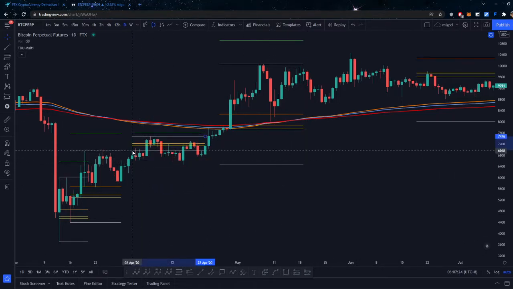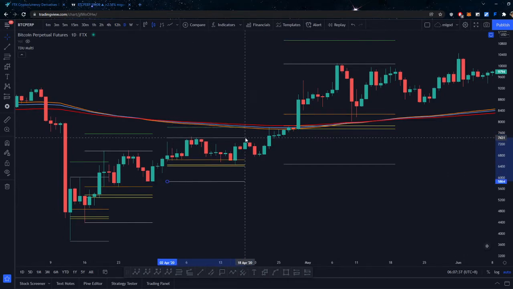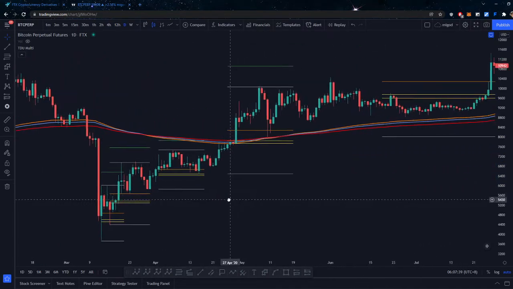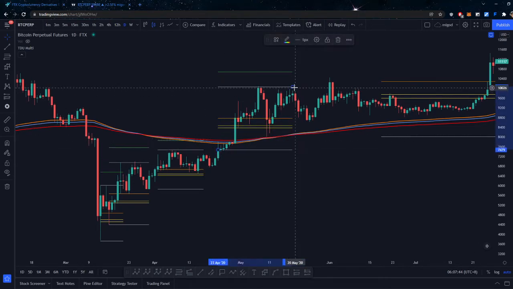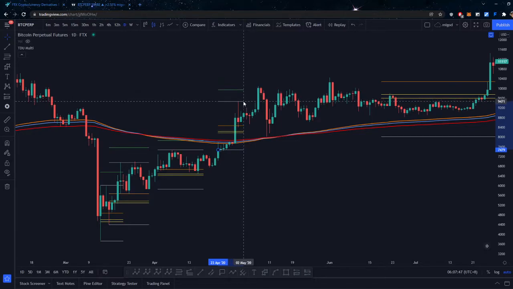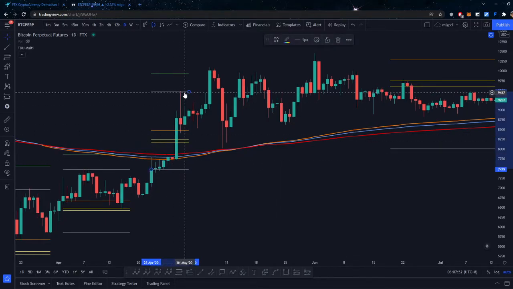So the first extension failed, but you can see there's a reaction here on the 0.618, but it failed. Second anchor, it works and reaches the level. You see, the extension really works here and touches the profit taking level. And then this was good.